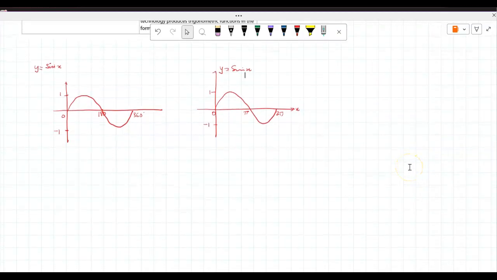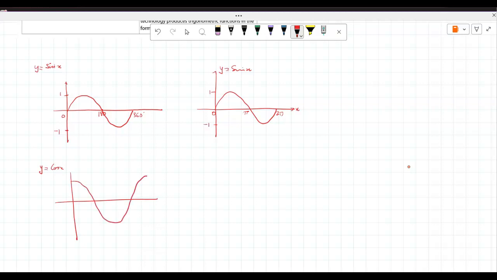Similarly, you have to remember your cos. So y is equal to cos x in degrees. If you have it in degrees, this is how it is, one cycle. Because your cos 0 is 1. Right? This is 360. This is 180. This is 90, 270. And this is minus 1. Correct?